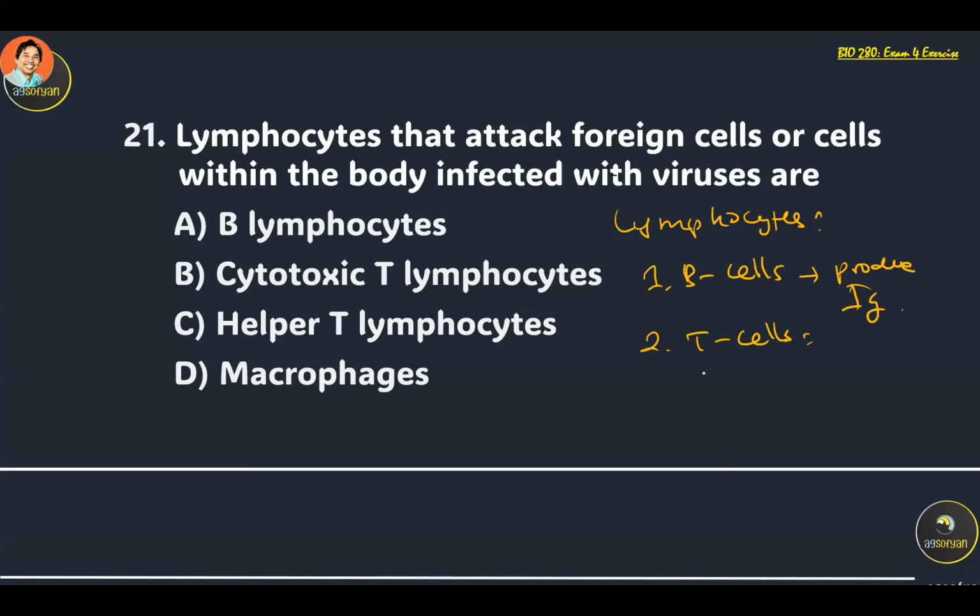Second one is T cell or T lymphocyte. It has several types. TC or cytotoxic T cell, this is the one that attacks viruses. Another one is called the TH, which is T helper. This is the one that helps other lymphocytes, including B cell and TC. So the answer will be the TC or T cytotoxic.